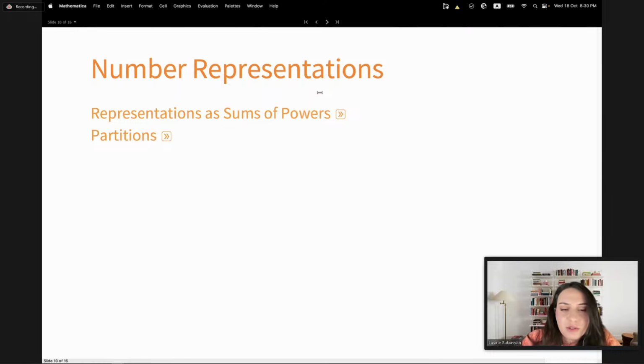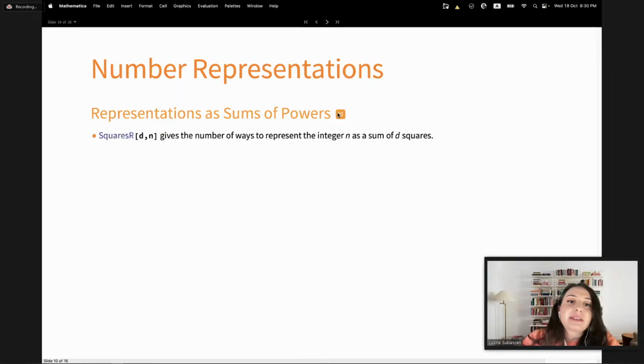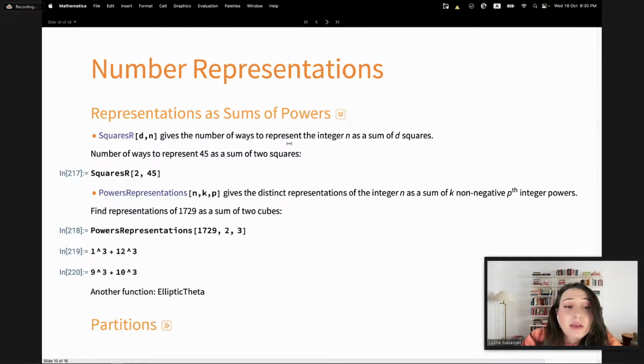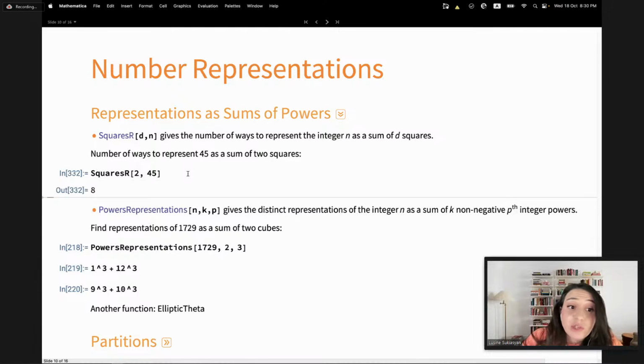Okay, now let's continue. A number of representations, and let's just talk about representing as sums of powers. There are actually two functions here I want to talk about. The one is SquaresR[d, n], which gives the number of ways to represent an integer n as a sum of d squares. For example, we can find the number of ways to represent 45 as a sum of squares by doing this. And you see there are 8 ways to represent 45 as the sum of squares.